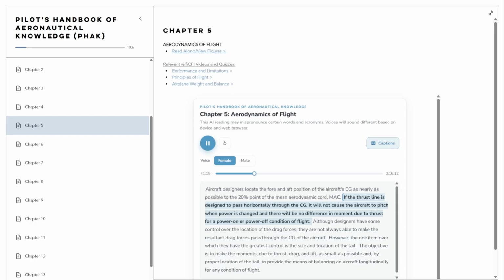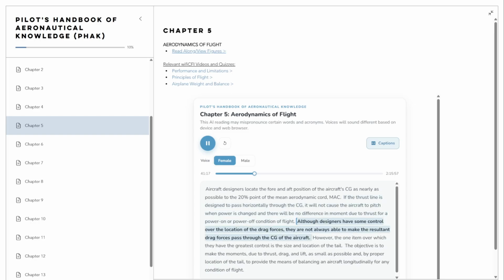condition of flight. Although designers have some control over the location of the drag forces, they are not always able to make the resultant drag forces pass through the CG of the aircraft. However, the one item over which they have the greatest control is the size and location of the tail. The objective is to make the moments, due to thrust, drag, and lift, as small as possible and, by proper location of the tail, to provide the means of balancing an aircraft longitudinally for any condition of flight.